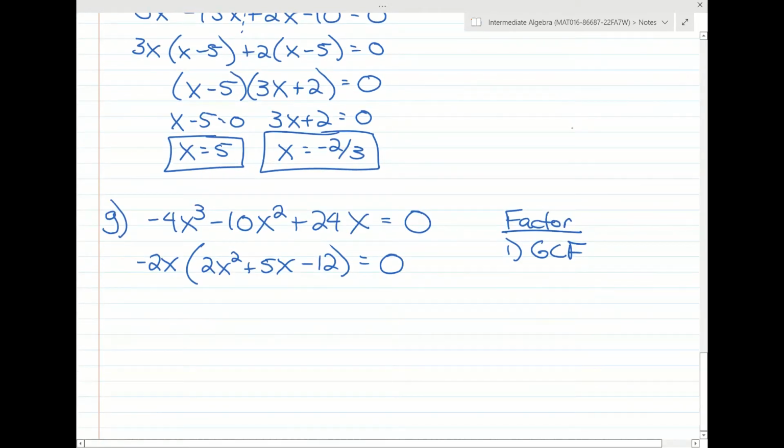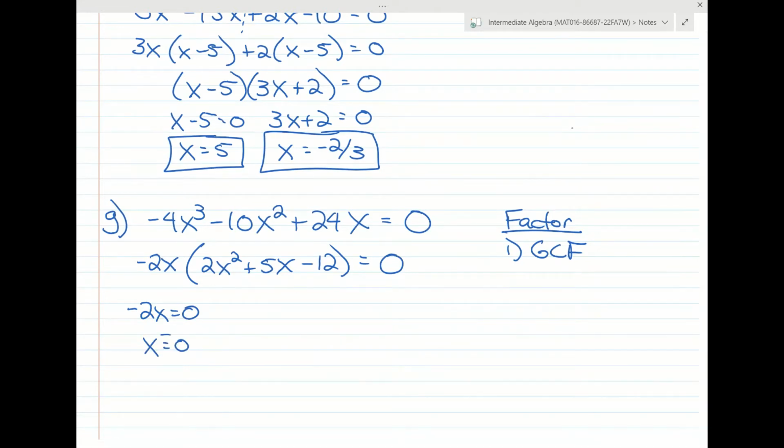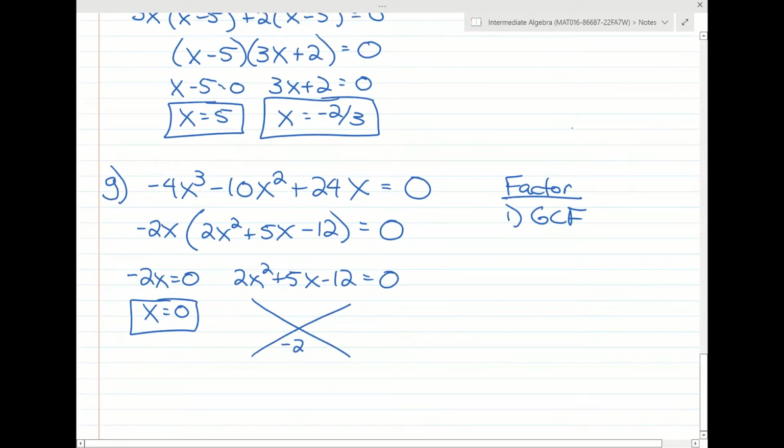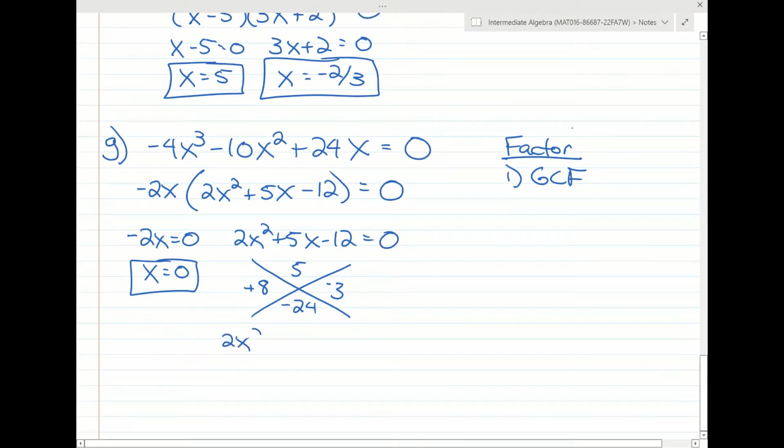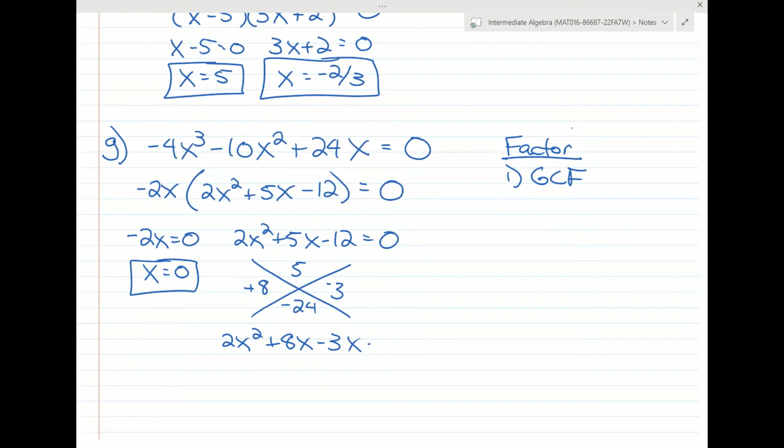And then it's already factored. So at this point, we set the factors equal to 0 and solve. So we get x would be 0 here. And this would be 2x squared plus 5x minus 12 is equal to 0. And then we factor that just like before. So it should be negative 24, and this would be 5. Numbers that multiply to be negative 24 and add up to be 5. Let's see, 8 and 3. So it's a positive 8 and negative 3. So it should just be 2x squared plus 8x minus 3x minus 12 is equal to 0.